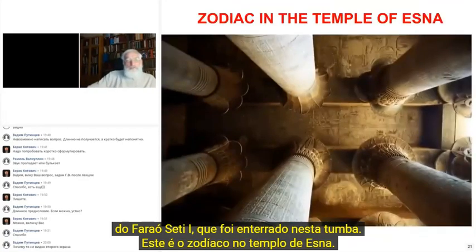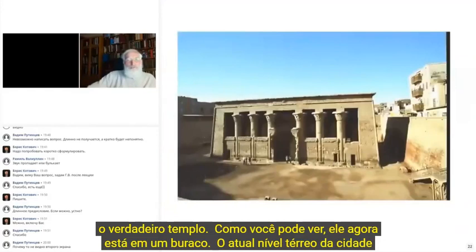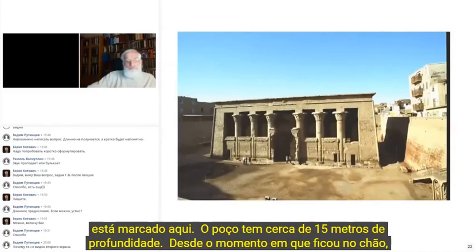This is the zodiac and the temple of Esna. There is a city called Esna, and there is a huge zodiac on the ceiling that can also be dated. This is the actual temple. As you can see, it is now standing in a pit. The city's current ground level is marked here. The pit is about 15 meters deep.